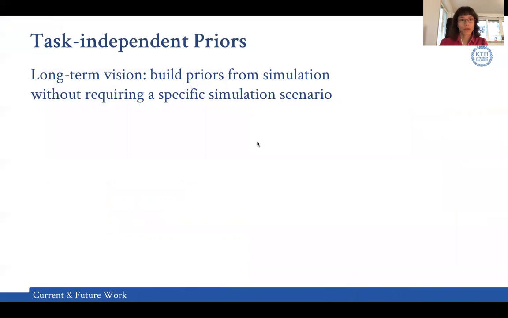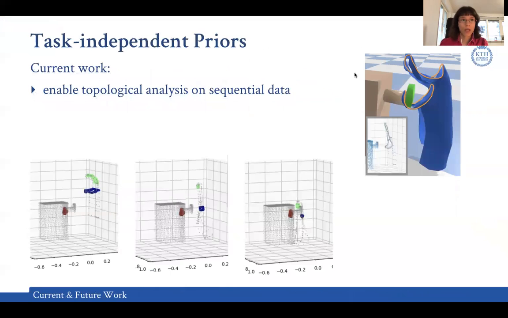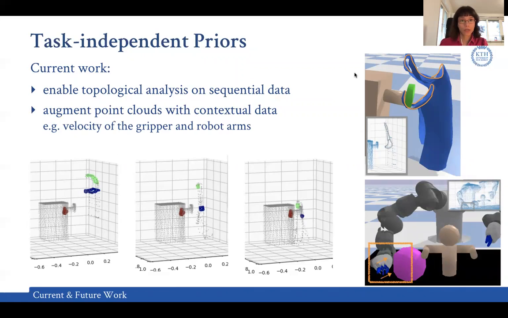Now, my long-term vision is to build priors from simulation without requiring a specific simulation scenario. We can employ topological data analysis for this to construct concise state representations to keep track of generic salient events such as formation and collapse of loops, or formation or dissolution of connected components.